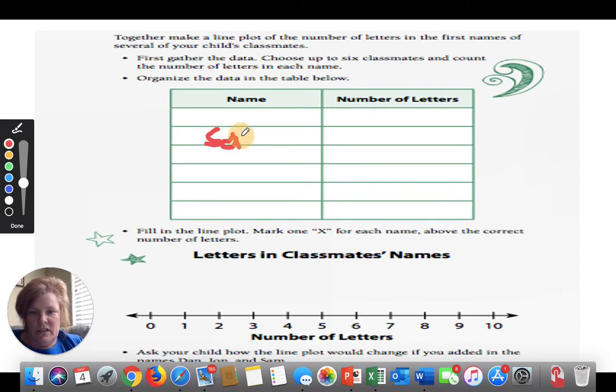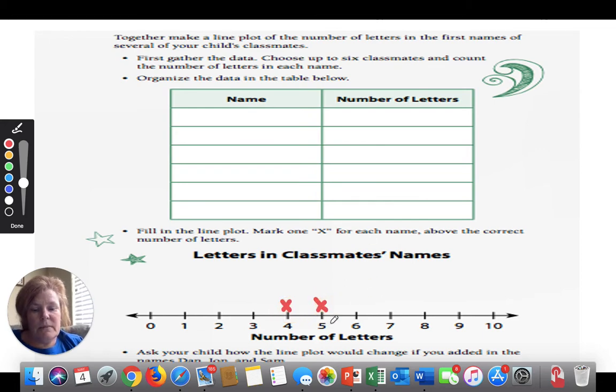Sarah. And see, it's really hard to write with this. And then you count your letters just like we did in John. And in this one, I have 1, 2, 3, 4, 5. So I would put an X here for John, which would be John for 4. And then this one would be Sarah for 5.